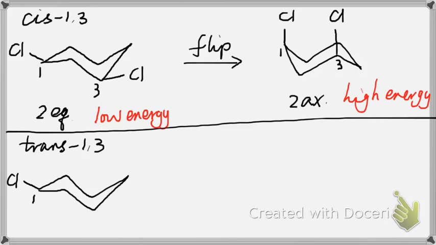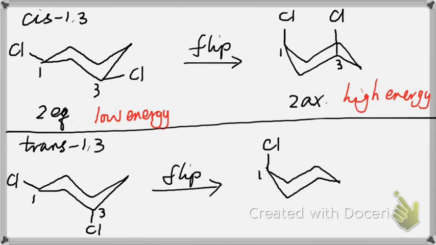Next, the trans 1,3. Trans means they are pointing to opposite directions. So if we put carbon 1 chlorine on equatorial position up, on carbon 3, it should be going down. And at carbon 3, going down means axial, right? Now if we do chair flip, equatorial becomes axial. Axial becomes equatorial, right?